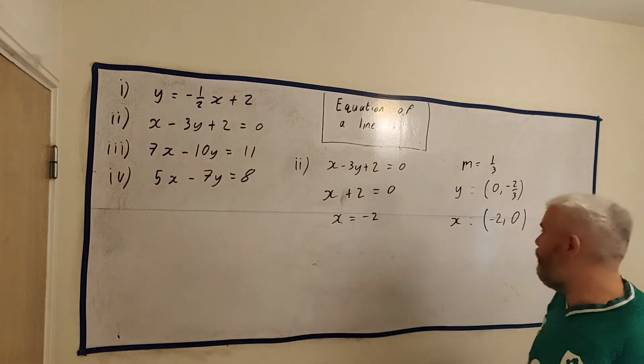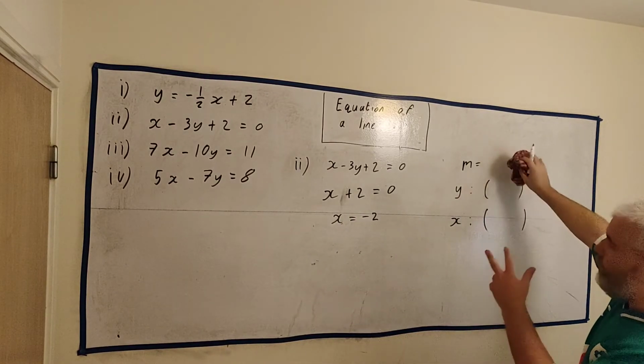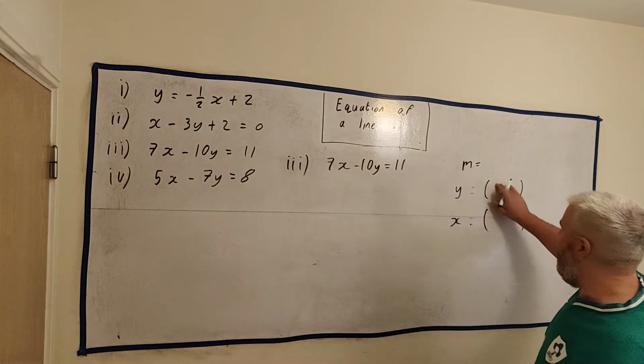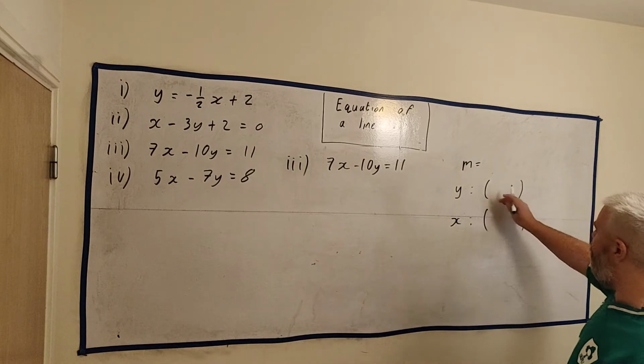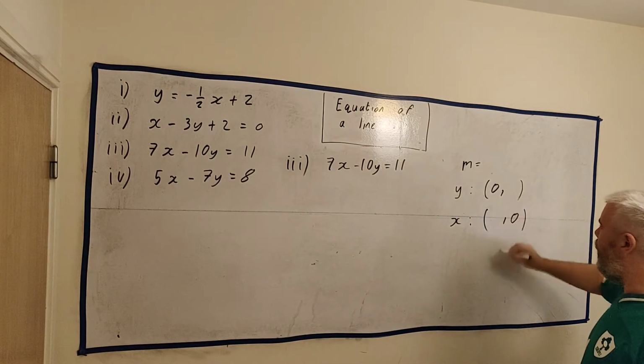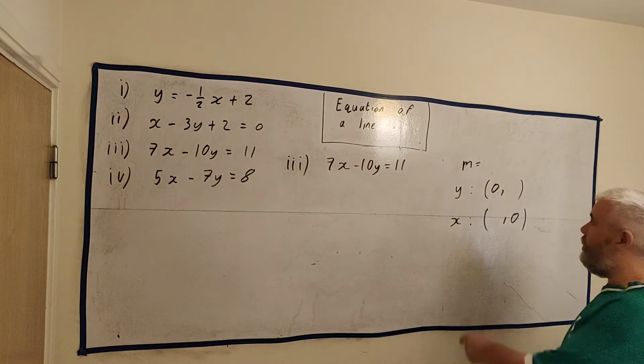I'll do it a slightly different way this time. I'll rub the answers out here and we'll leave this as a template. So for part 3, let's do it a little differently. Let's answer these 2 first. And remember, we already know x is 0 for this one, and we already know y is 0 for this one. So let's find the y-intercept first.